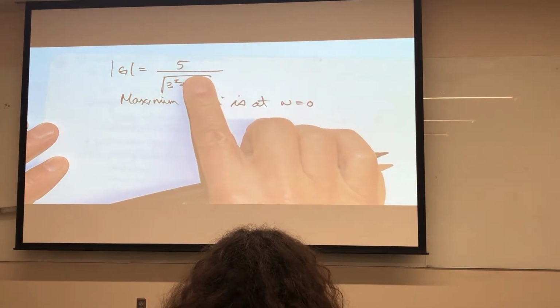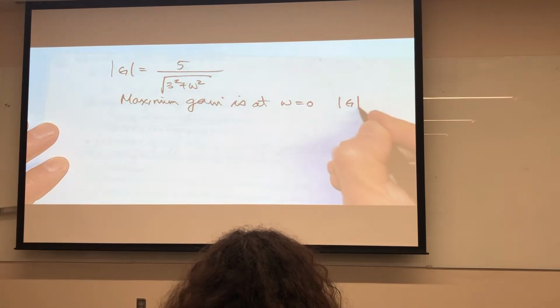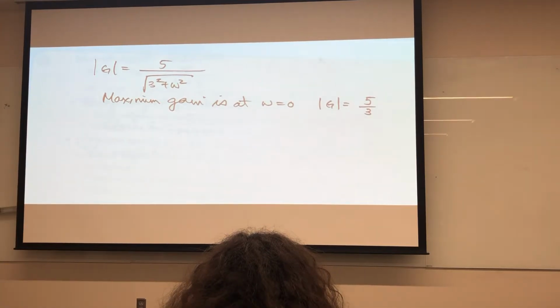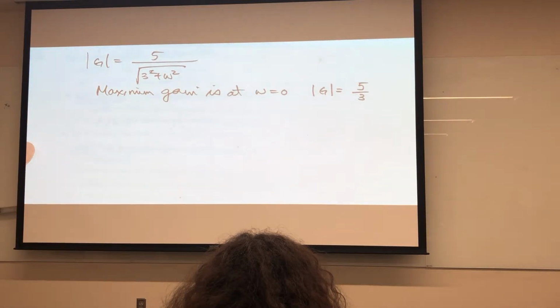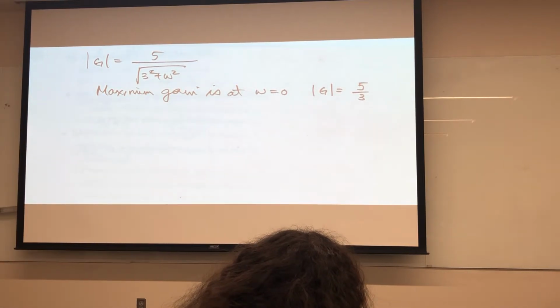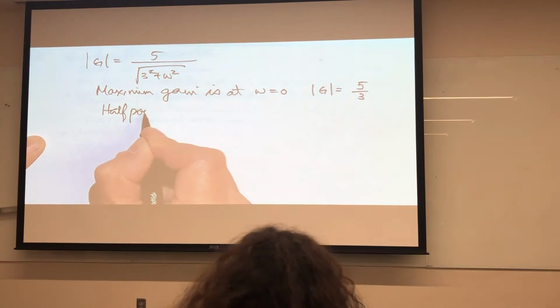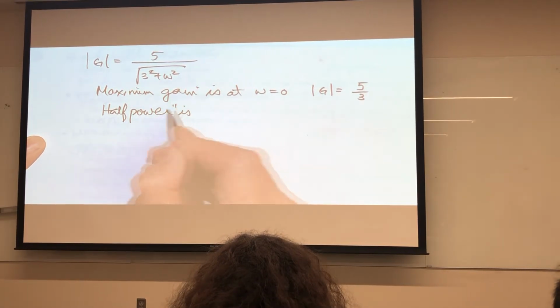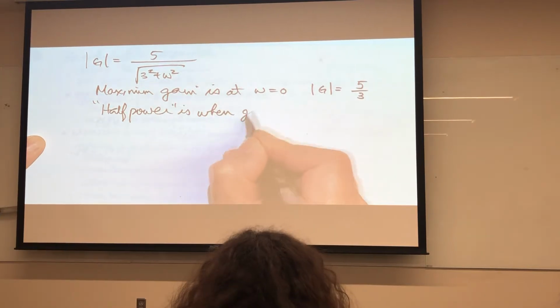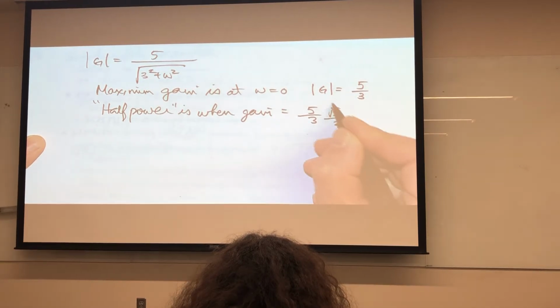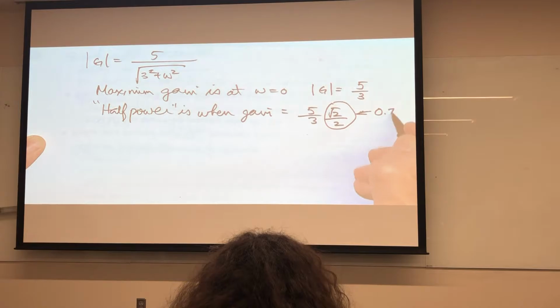When omega is equal to 0, I get a gain of 5 over 3. And if I wanted to convert it to dB, I would plug 5 over 3 in, which is 1 2/3, hit the log button and then multiply by 20. Okay? So 3 dB down, half power, is when gain is equal to 5 over 3 times square root 2 over 2. This is my 0.7071.